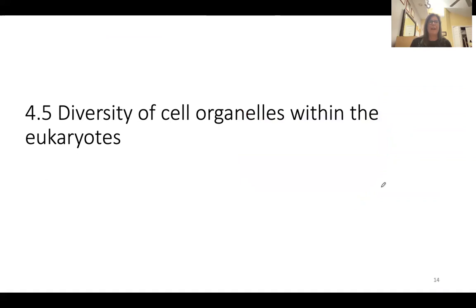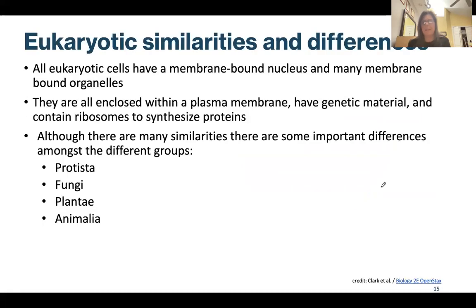All right, 4.5. We're moving along here. So all plant and animal cells have those organelles. Now we're going to talk about the diversity of them. Basically what it's saying is, what do plant cells have that animal cells do not have? So like I said, all eukaryotic cells have a membrane-bound nucleus and many membrane-bound organelles. They are all enclosed by the plasma membrane, have genetic material, and contain ribosomes. Ribosomes make proteins. If you're not sure what synthesize means, it means to make. Although there are many similarities, there are some important differences.